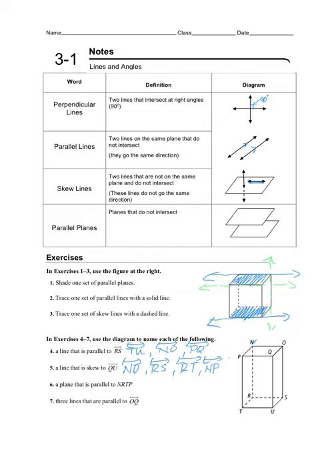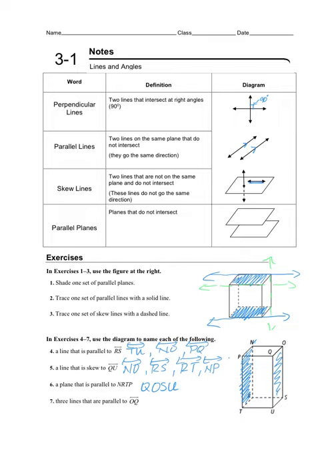All right, the next one says, what plane is parallel to NRTP? NRTP, so that's this side. What plane is parallel to the left side? Well, it's going to be the right side. So that's going to be QOSU. QOSU. And when we name a plane, we just don't put any commas there.